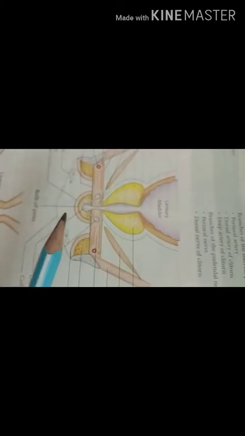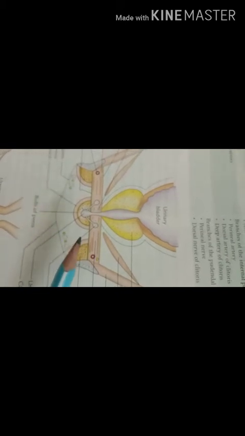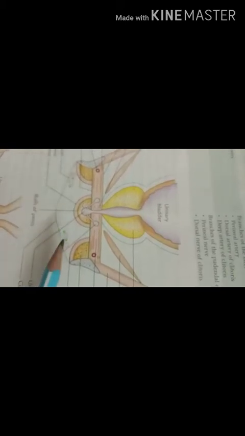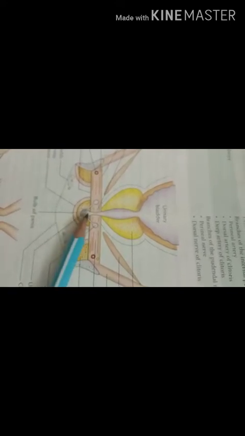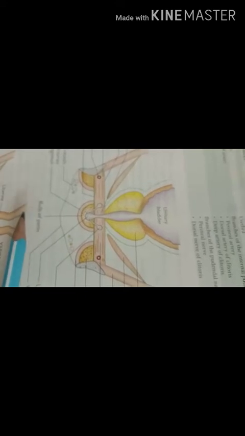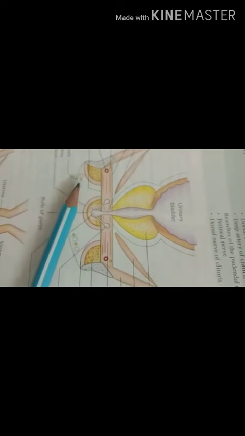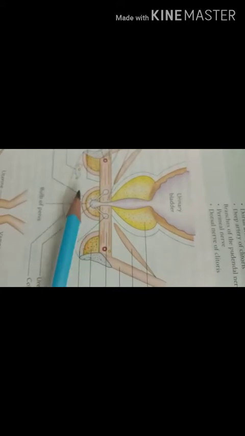Then the superficial transverse perineal muscle should also be present in this region. Then the urethra, this urethra, that continues. Then the branches of the perineal artery and the branches of the internal pudendal artery. Then the branches of the pudendal nerve. So these are the superficial contents present in the superficial pouch in the male.